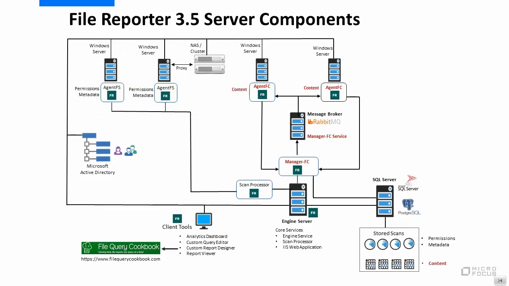In File Reporter 3.5, we introduced a number of new components. If we start with the agents, we have new agents, Agent FC, that run in addition to the existing Agent FS. The Agent FC is what will scan inside of files looking for specific search strings that are part of the content scanning. The other new components are the message broker and a Manager FC. These two components will dispatch the indexing requests to the various Agent FCs that exist inside of your environment to ensure that all the content gets appropriately indexed.